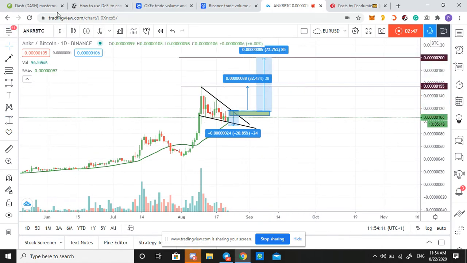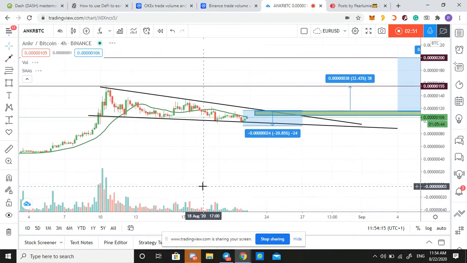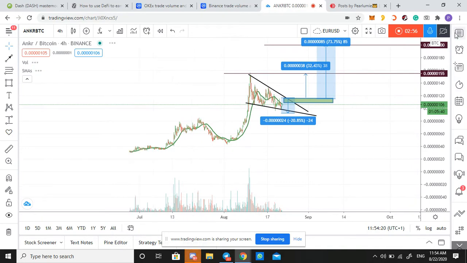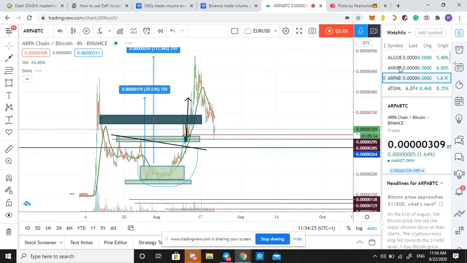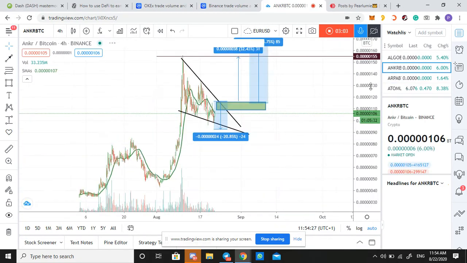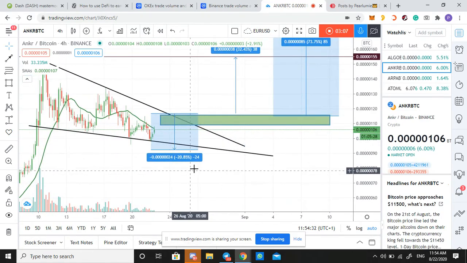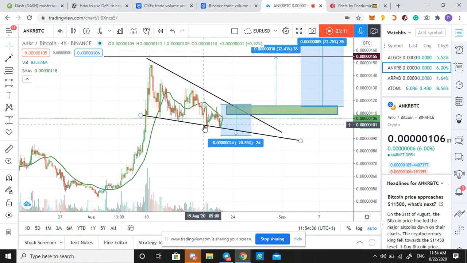So let's go to the 4 hour time frame. Yeah, this is the 4 hour time frame. Sorry, my chart is messing up again. Okay, let's go back now. Yeah, so this is the 4 hour time frame, and what do we see? Just the normal bounce in between trend line.